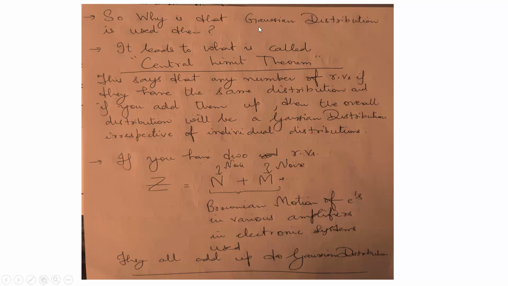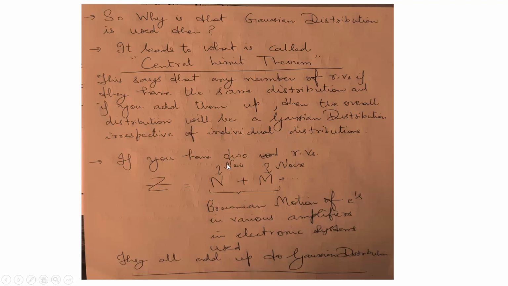So the question is, why is the Gaussian distribution used then? It leads to what is called the central limit theorem, which is the core fundamental of using this Gaussian distribution so commonly. This theorem says that if any number of random variables have the same distribution and you add them up, then the overall distribution will be a Gaussian distribution, irrespective of the individual distributions.